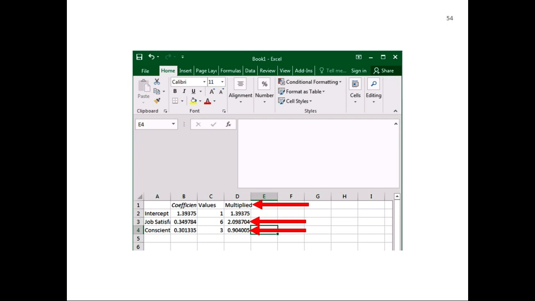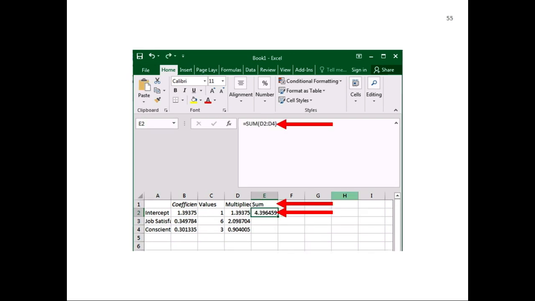So once you do that, you should get the numbers 2.98 and 0.904. So once again, in that row 3 in the job satisfaction row, we're multiplying our beta 1 times the number we're interested in, which was 6. And in the row below that, we're going to take our beta 2 times the number we're interested in for conscientiousness. And then to finish that, we're going to want to go ahead and add the label, which I like to use the label multiplied because it's our numbers multiplied together.